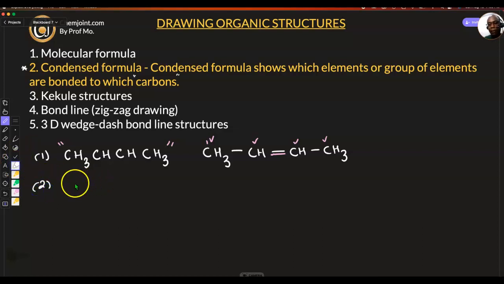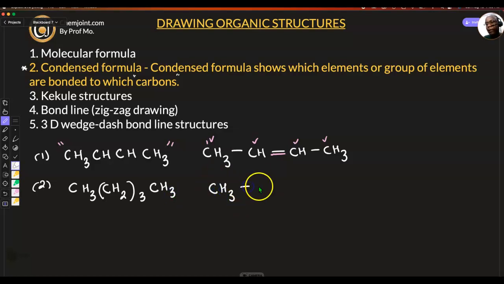Number 2. Let's say that you have a CH3, and then it comes here and says CH2, a bunch of CH2 repeated, let's say 3 times, and then you have a CH3. So in this example, we'll have a CH3 connected to 3 CH2s in that pattern, and then ending up with another CH3. That's what this condensed formula is saying.